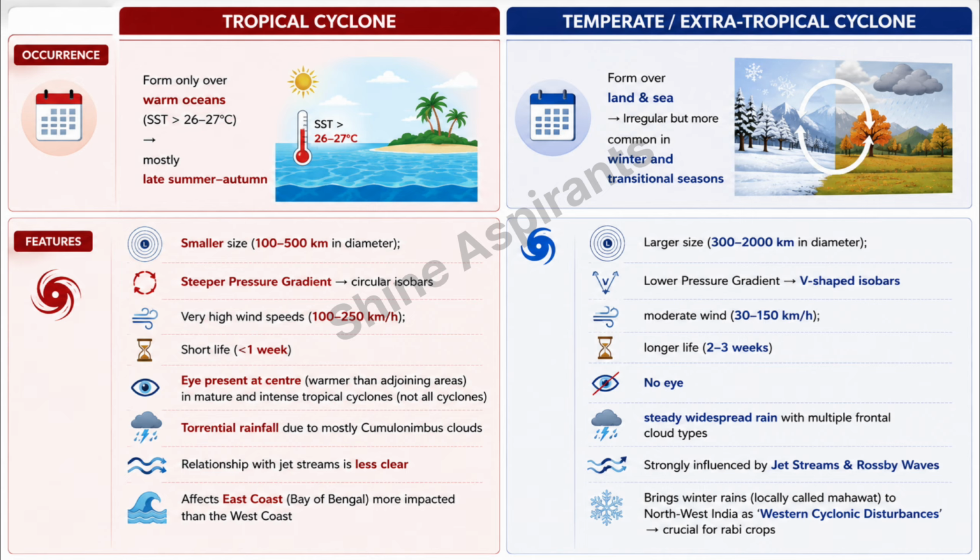No eye. Steady, widespread rain with multiple frontal cloud types. Strongly influenced by jet streams and Rossby waves. Brings winter rains, locally called Mahavat, to northwest India as western cyclonic disturbances, crucial for rabi crops.